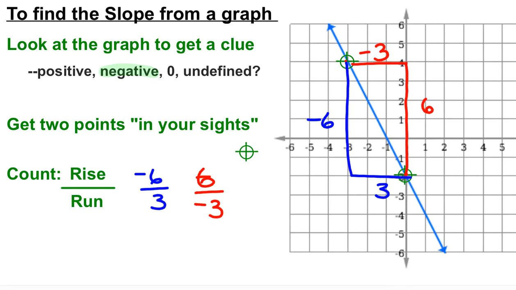The negative can float, middle, top, bottom, doesn't matter. So we'll just put it in the middle. And then 6 over 3 can reduce to 2. We could do 2, or we could do 2 over 1. Either one is fine.